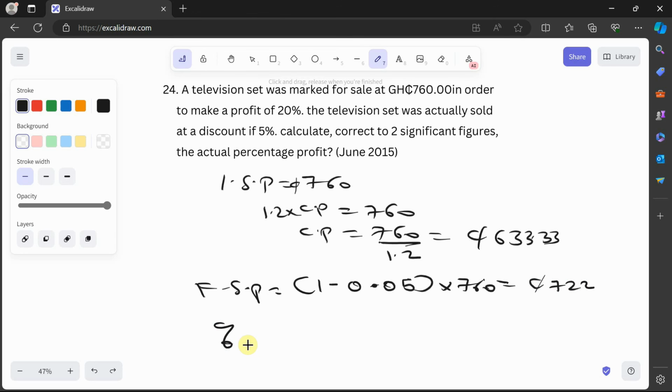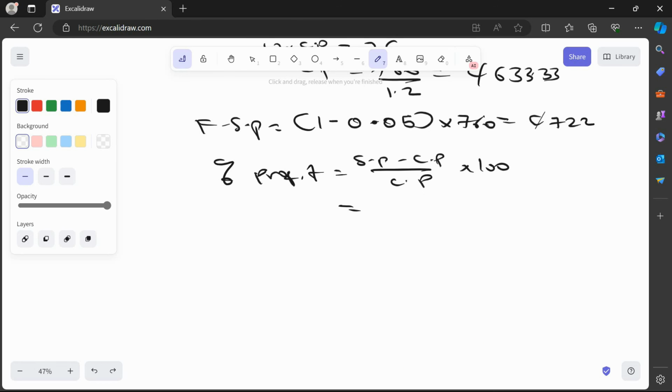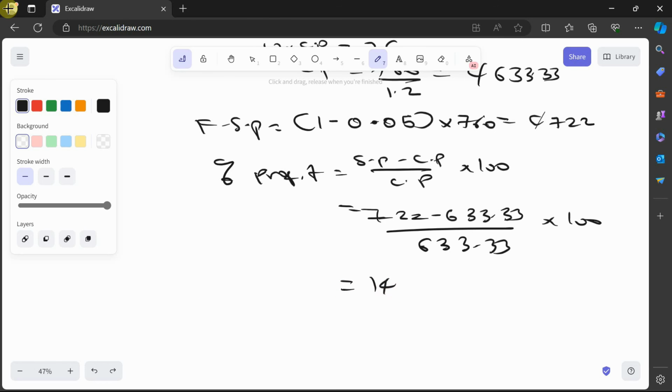So the percentage profit would just be selling price minus cost price, all over cost price, times 100. The selling price for this one is 722, minus the cost price, which was 633.33, all over 633.33, times 100. If you press that on your calculator, what would that give you? So that gave me 14%.